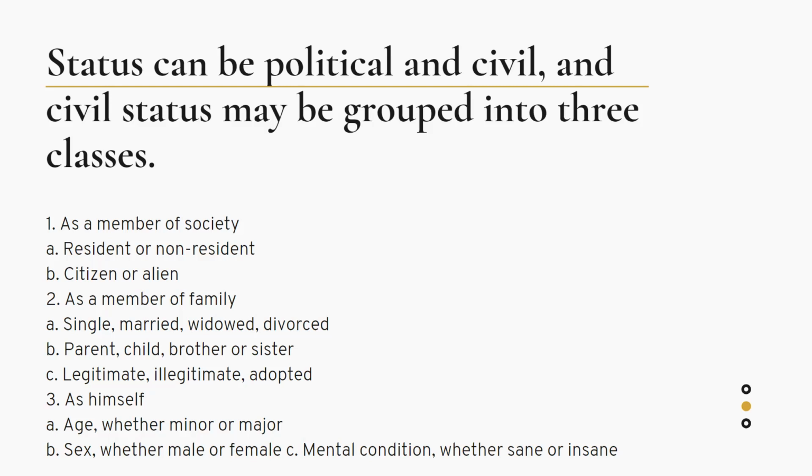Now, as a member of family, you can be single, married, widowed, or divorced. So single, kung wala kang asawa, mag-isa ka lang. Married, that means you have complied with the requirements under Article 1 of the Family Code. Okay, you should have the essential requisites and the formal requisites, such as, for example, the voluntary consent, the 18 years of age, the authority of the solemnizing officer, etc., etc.